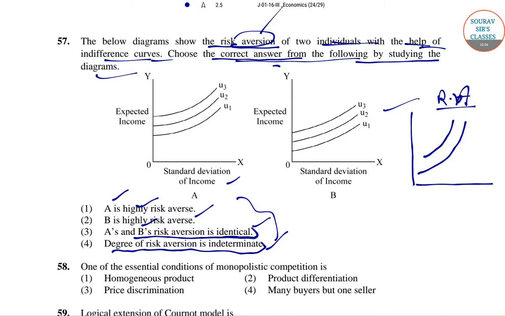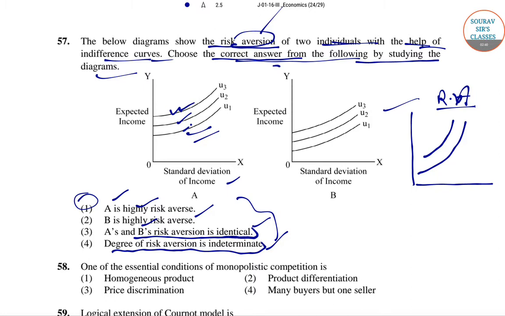Now as you can see, we know that U1 gives higher utility, that is U1 is more than U2. So we know who is highly risk averse. So for question number 57 the right answer is B, A is highly risk averse.